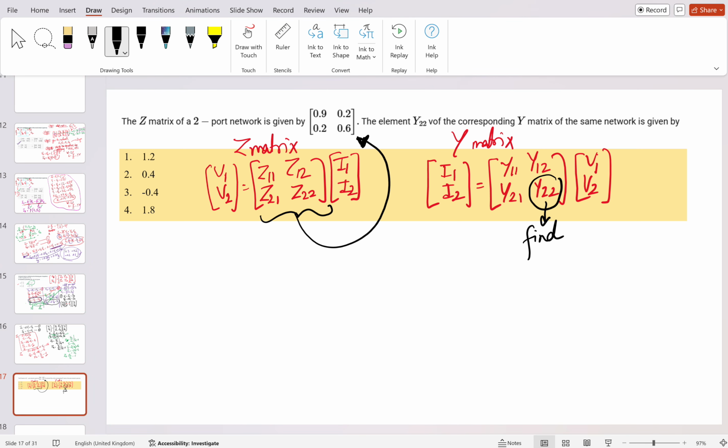You can also do it like this. What is the value of Y22? Y22 will be equal to I2 by V2 at V1 equal to 0. It means that when you keep V1 equal to 0, you will get I2 by V2. You could try any method and let me know what is the correct answer.